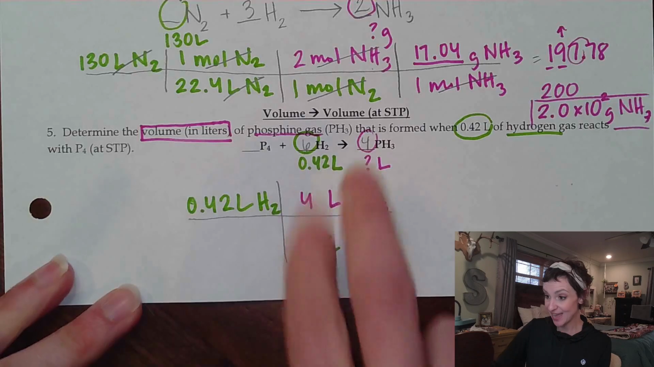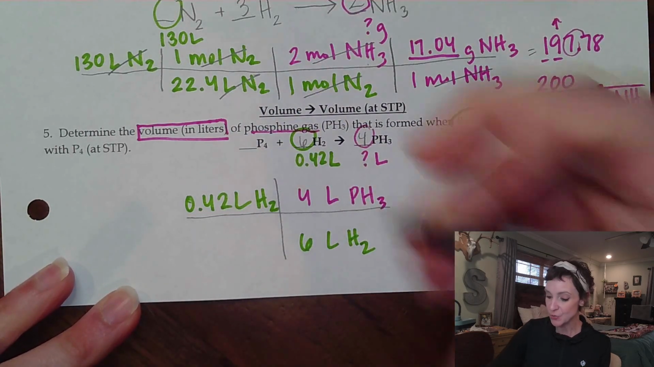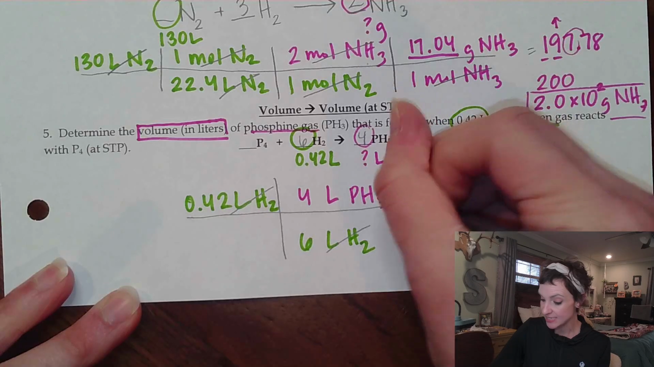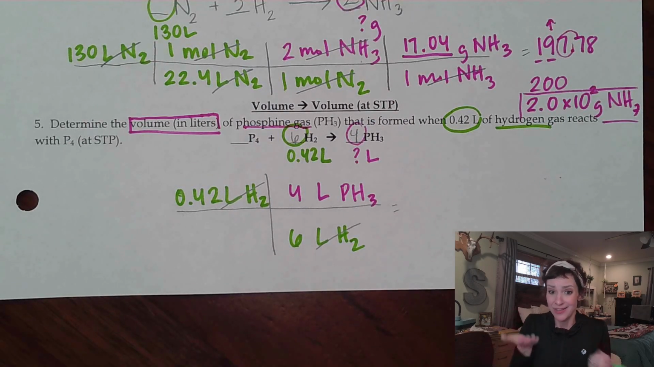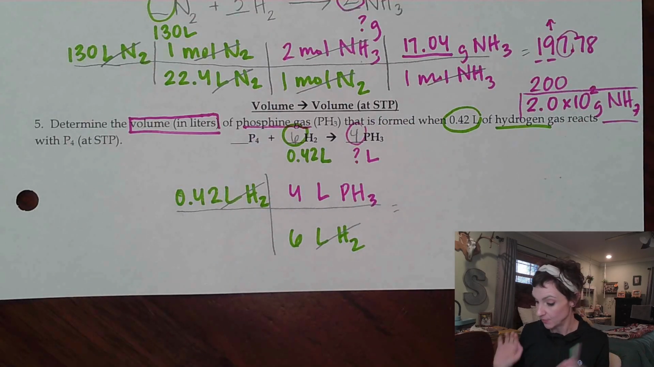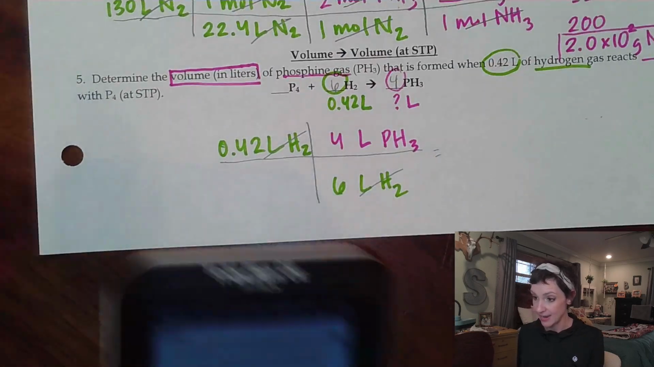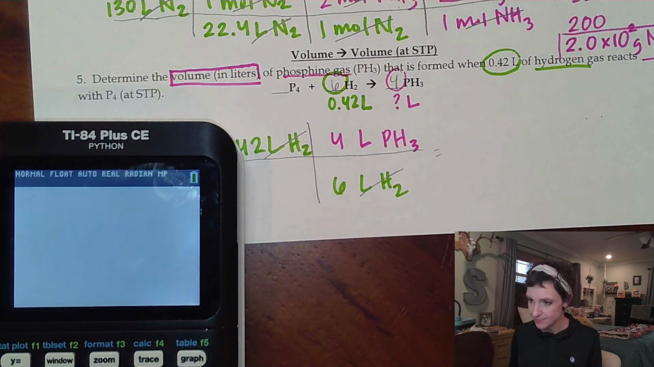Yes, we are just using that mole ratio for these 2 gases at STP because they will have the same volume, right? 1 mole of any gas at STP is equal to 22.4 liters. So if I have the same amount of moles of 2 different gases, they will have the same amount of volume. So we're very excited about that. Okay, so now I grab my calculator. I have some math to do.